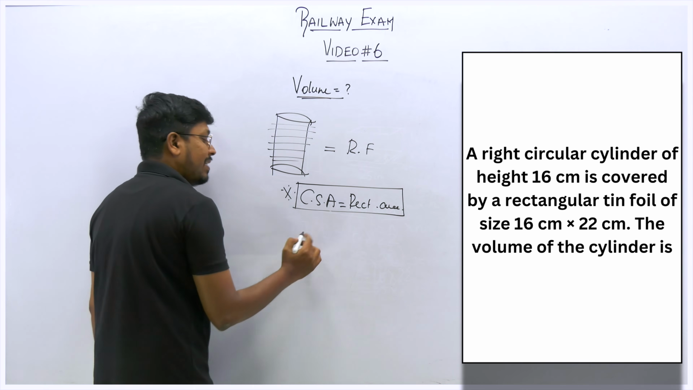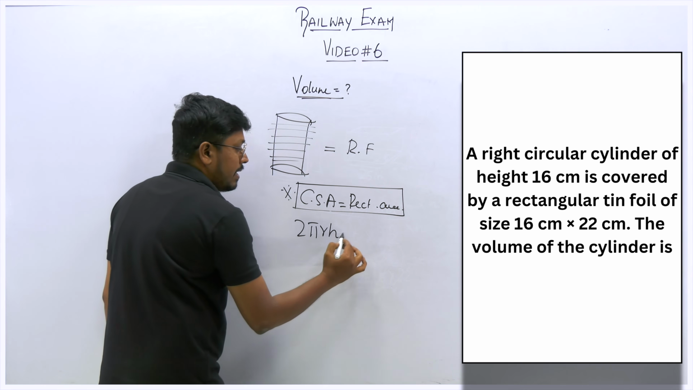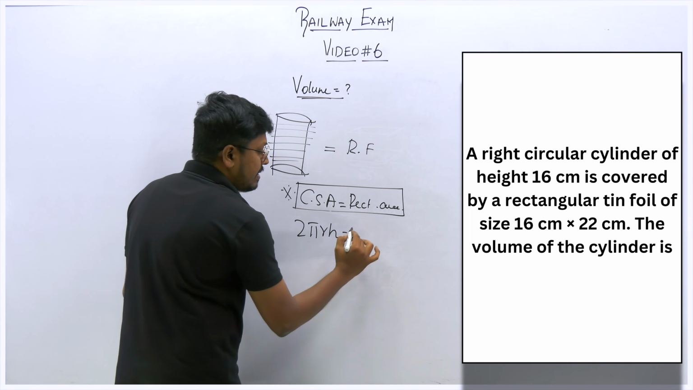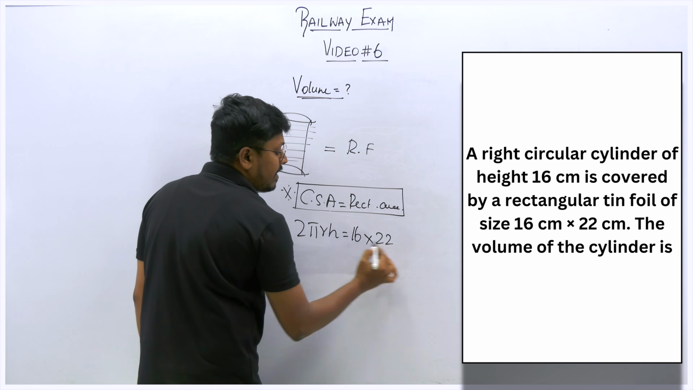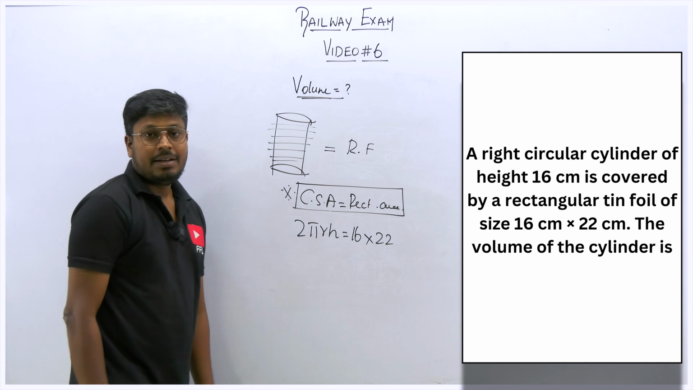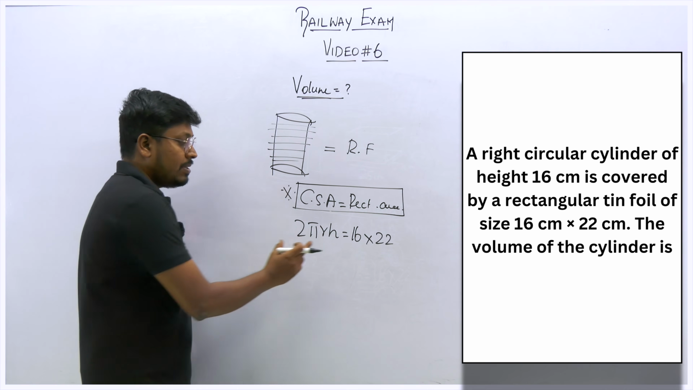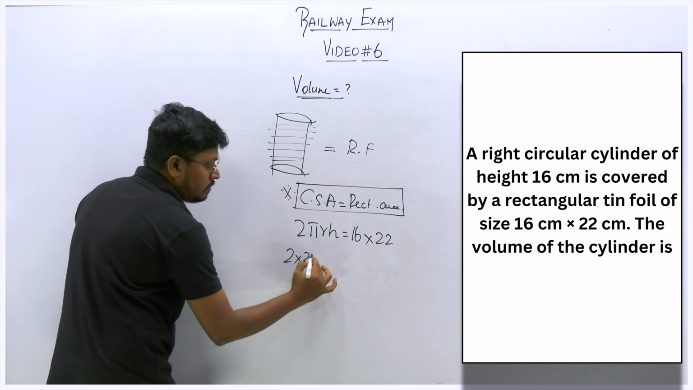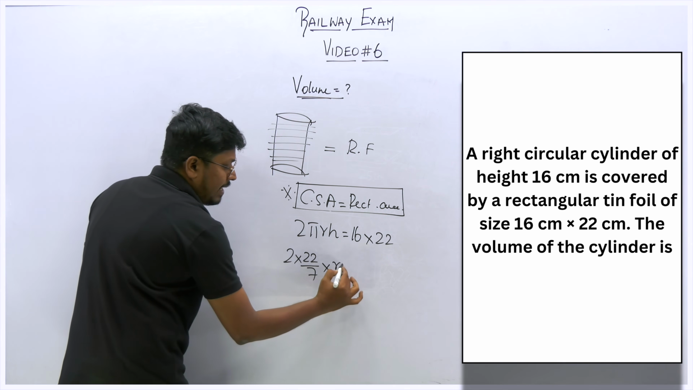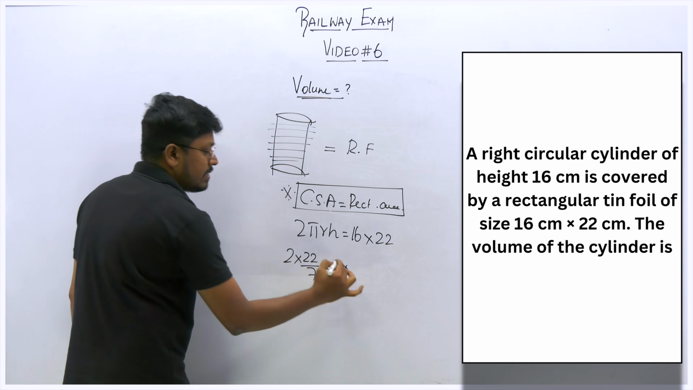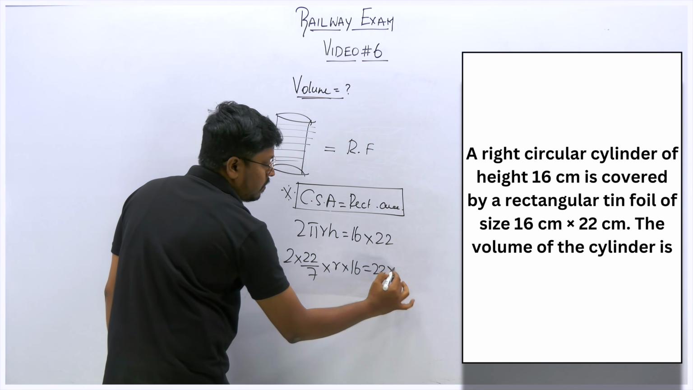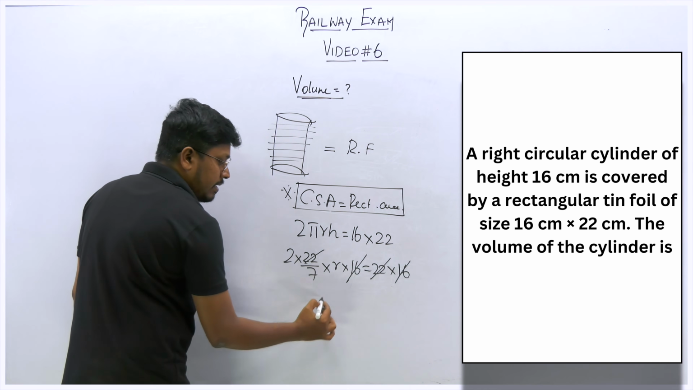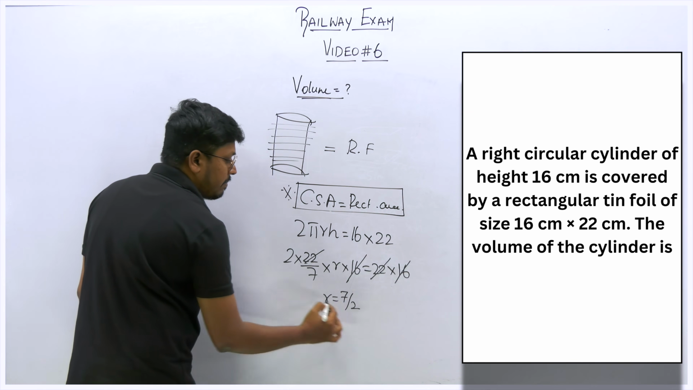So what is the formula for curved surface area? It is 2 pi r h, which is equal to the rectangular foil area. For the rectangle, the value has been directly given, 16 centimeter into 22. When you multiply these two, length into breadth, the result will be the area of the rectangle. So this will be the curved surface area. So now 2 into 22 by 7 into radius, which we have to find, into height, which has been given as 16, equals 22 into 16. So we can cancel 22, 22, and we can cancel 16, 16. So radius is equal to 7 by 2.